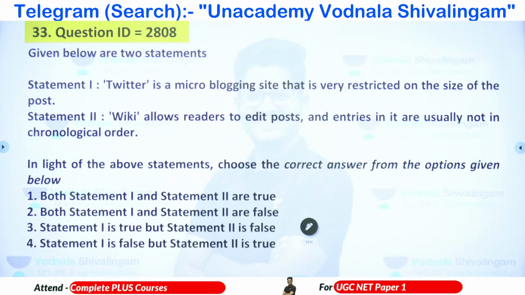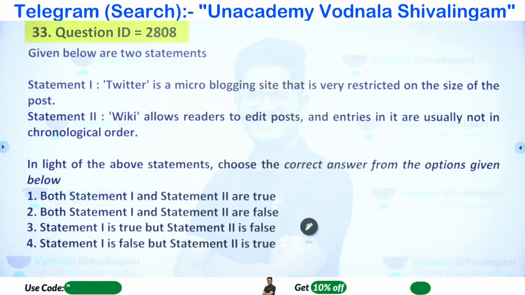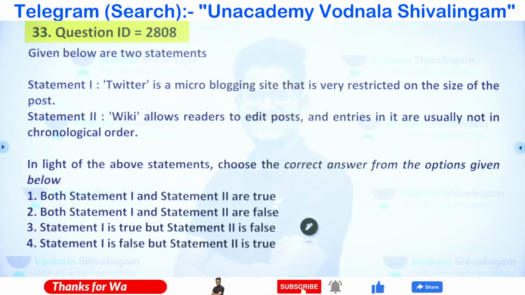Next, Twitter is a microblogging site that is very restricted on the size of the post. Wiki allows readers to edit the post and entries in it, usually not in chronological order.